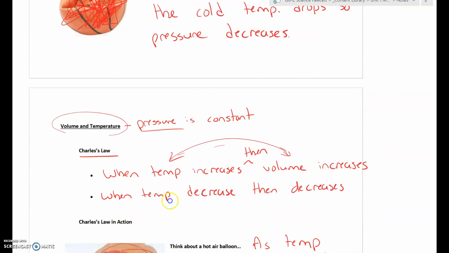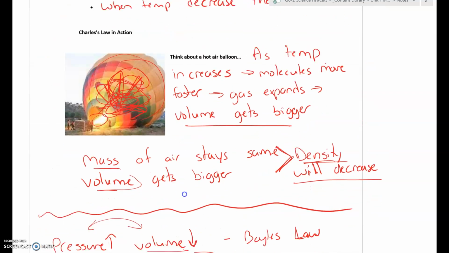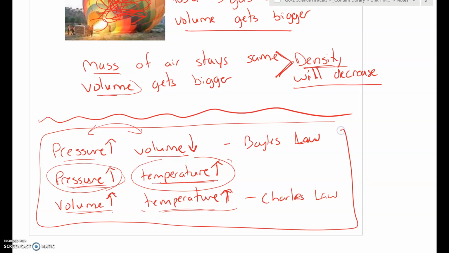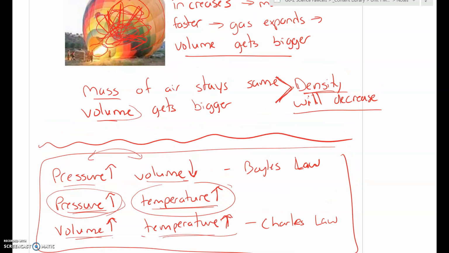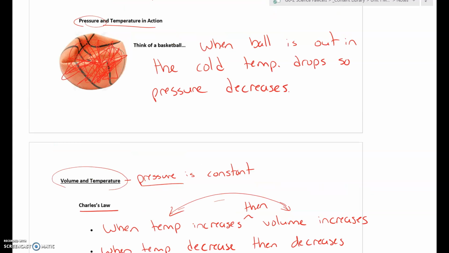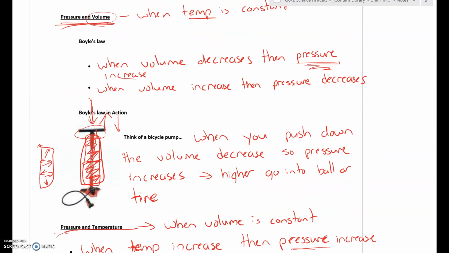Make sure you have everything written down, but make sure you've also paid attention to what I was describing. You should now be able to use all three of these laws to describe a scenario like a hot air balloon inflating, or a basketball deflating in the wintertime, or why when you push down on a bicycle pump, it pumps up the tires and adds pressure to your tires.